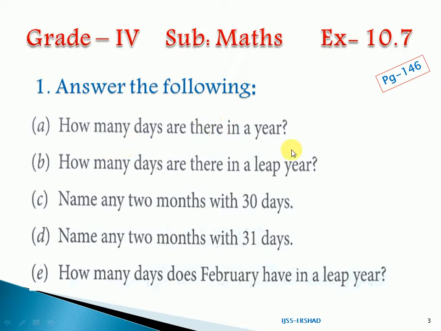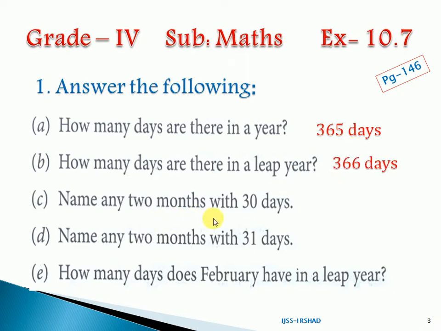How many days are there in a year? So on the previous slide I have explained to you, if you add all the number of days of 12 months, then you will get the total number of days in a year. That was equal to 365. So you can write it 365 days. How many days are there in a leap year? If it is a leap year, means February will have 29 days, then how many days will be there? So 1 day will increase. That means 366 days.